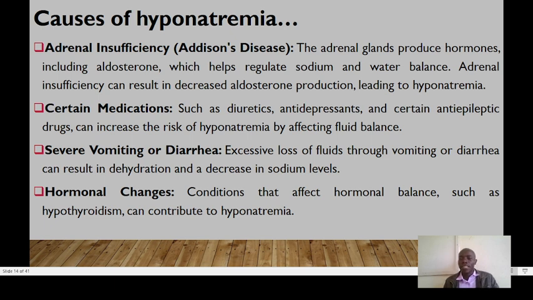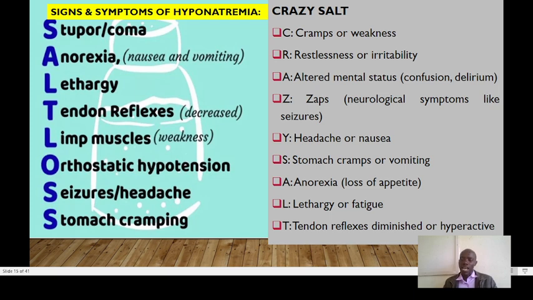We also have certain drugs, especially the diuretics, the antidepressants, and certain antiepileptic drugs, which can also increase the risk of hyponatremia by affecting the fluid balance. We also have severe vomiting or diarrhea, and hormonal changes that normally occur, such as hypothyroidism, could also contribute to hyponatremia.